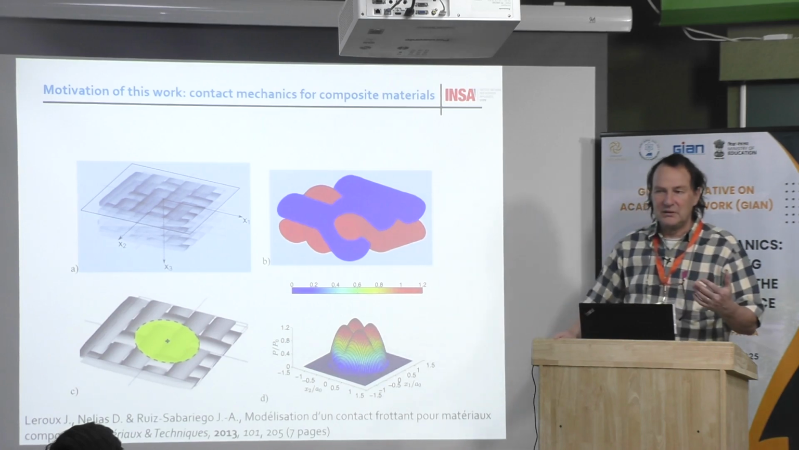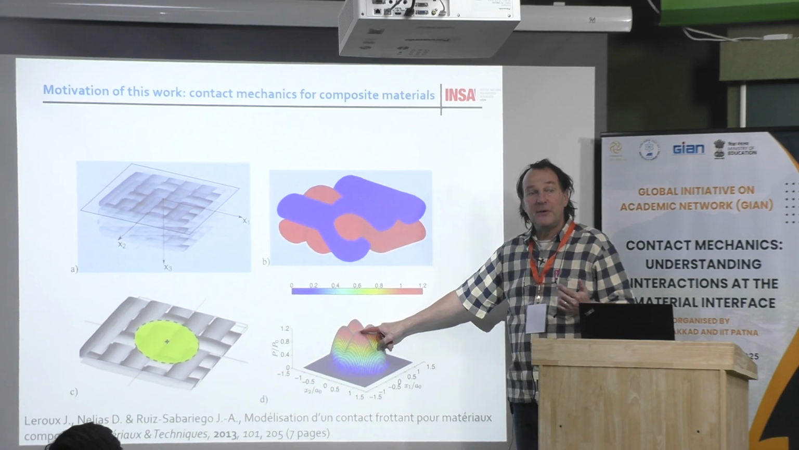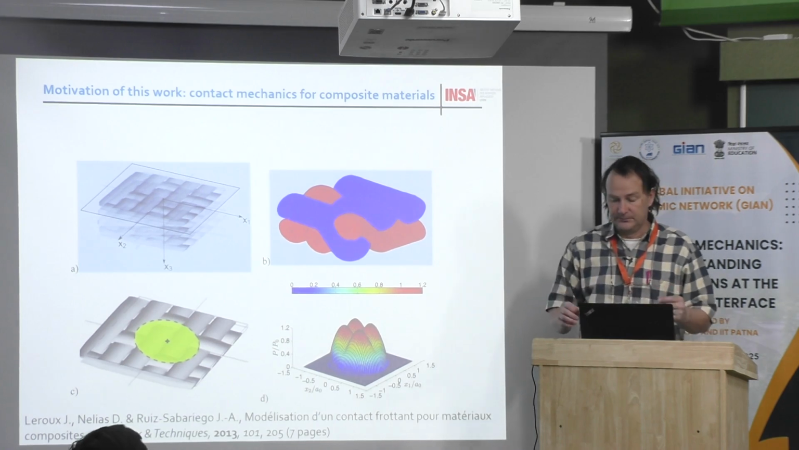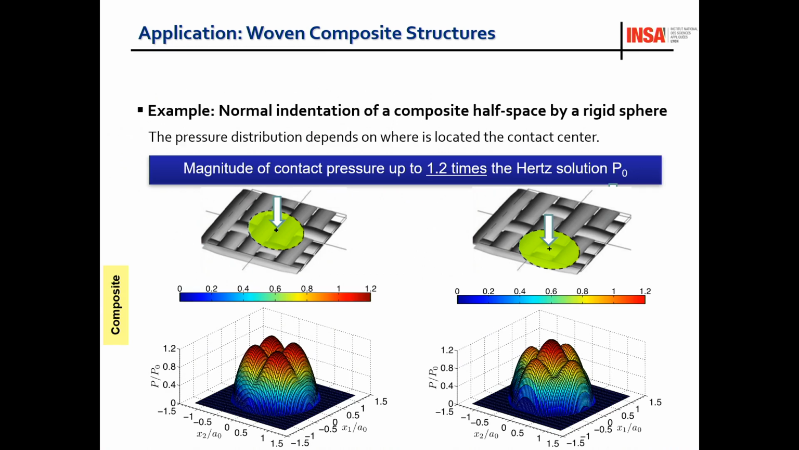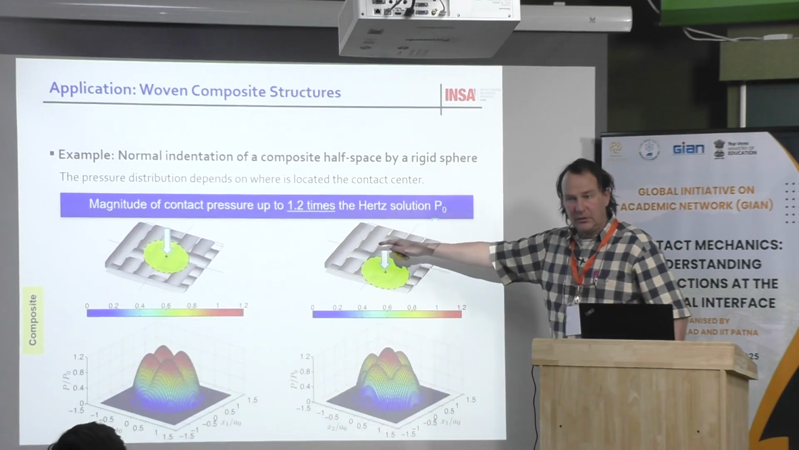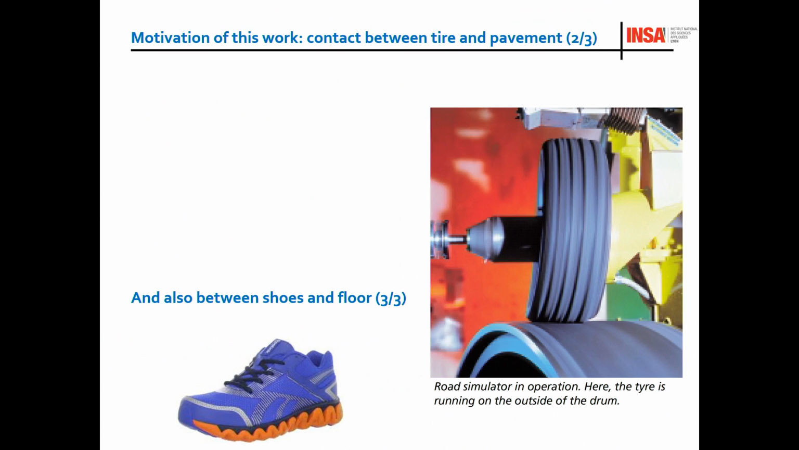I will show you that sometimes you have a peak of pressure here, which can be up to 5 times the Hertzian pressure if you consider the material as homogeneous. Okay, so this is a motivation. Again, this is a pressure distribution when you indent at different points of the surface. And after that we move to the viscoelastic contact problem.